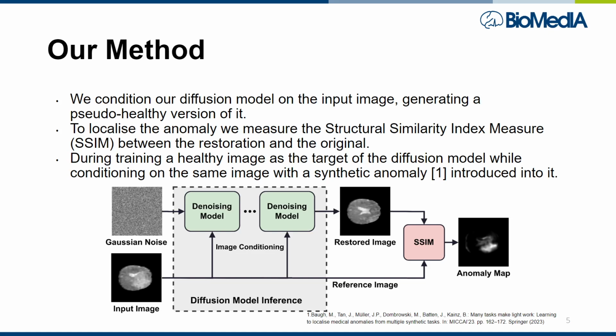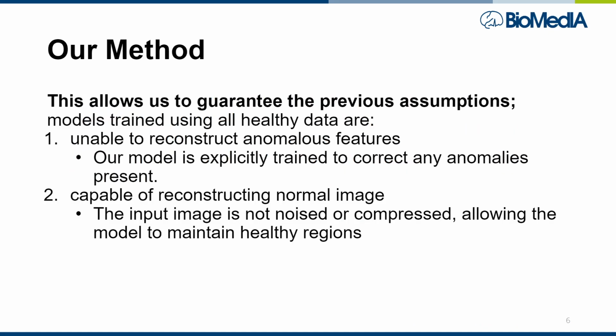Okay, so how does this help us guarantee those assumptions? Let's break them down. Well, to start with, we ensure the assumption that models trained using only healthy data are unable to reconstruct anomalous features, as we are training the model explicitly to correct anomalies. Because at training time, it was trained with images with synthetic anomalies in them to produce the healthy version.